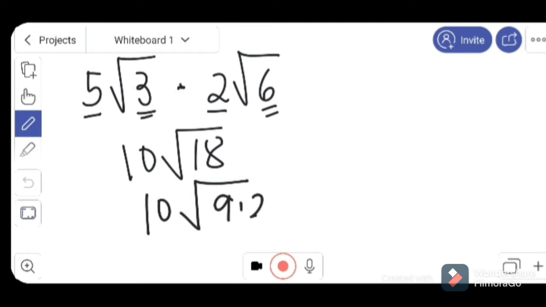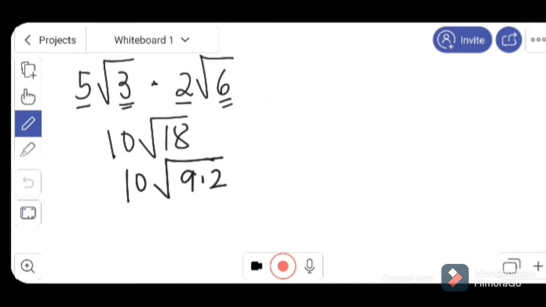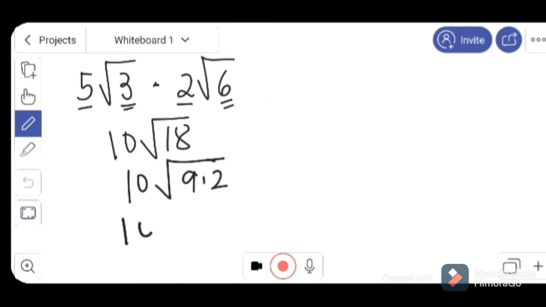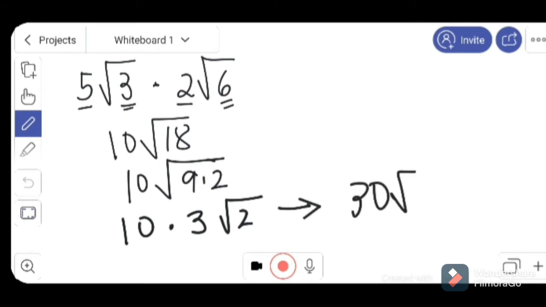9 times 2. So the square root of 9 is 3. So we have 10 times 3, and then square root of 2. So our final answer is 10 times 3, 30 square root of 2.